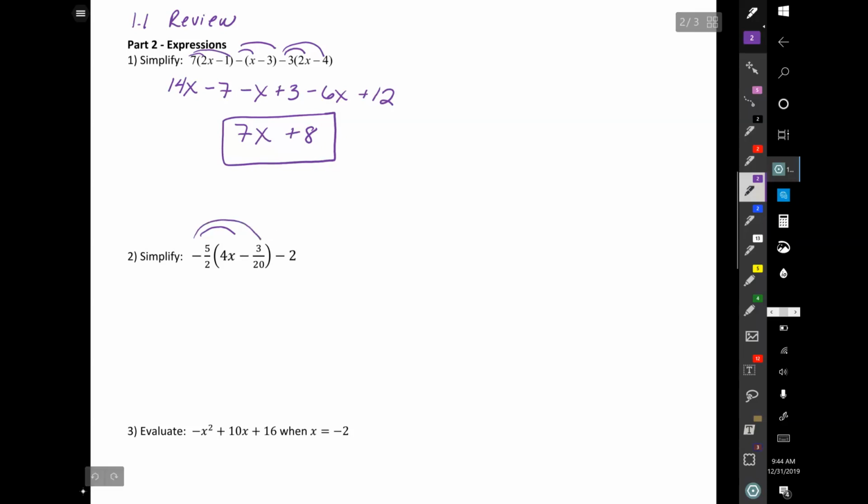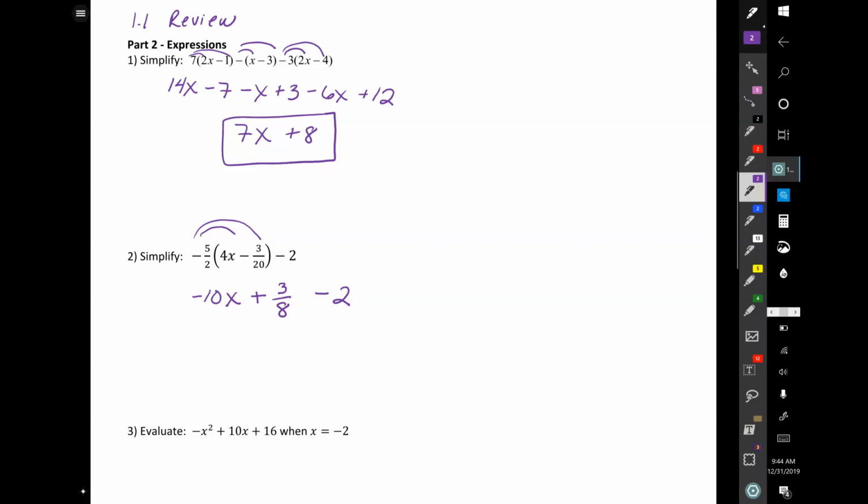So we have minus 5 halves times 4x. We can reduce the 4 with the 2. That will give us a negative 10x. Then the negative 5 halves times negative 3/20, that's going to give us a positive. And again, you could write this out in more steps if you want, but that will reduce down to 3/8. Now this minus 2 just gets brought down, or subtract 2.